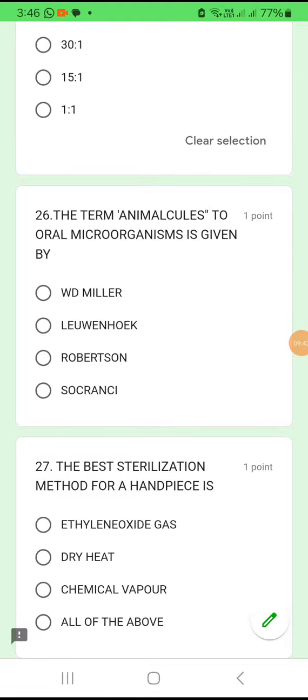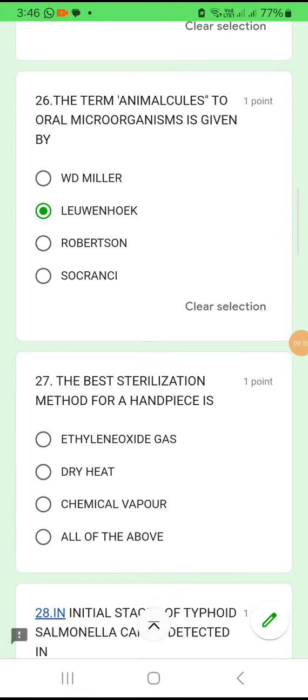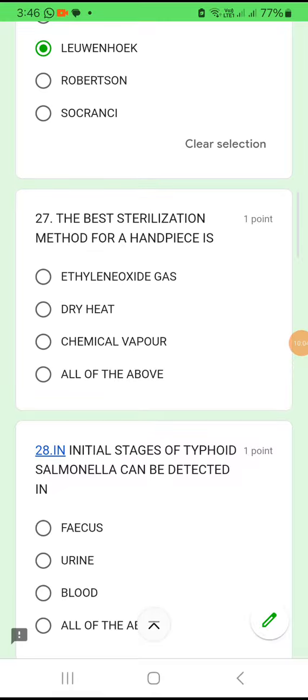Question number 26. The term animalcules to oral microorganism is given by which scientist? Miller or Leeuwenhoek or Robertson or Socransky? It is given by Leeuwenhoek. Okay, animalcules, the term is given by Leeuwenhoek. Okay, it is given in the first chapter of microbiology.